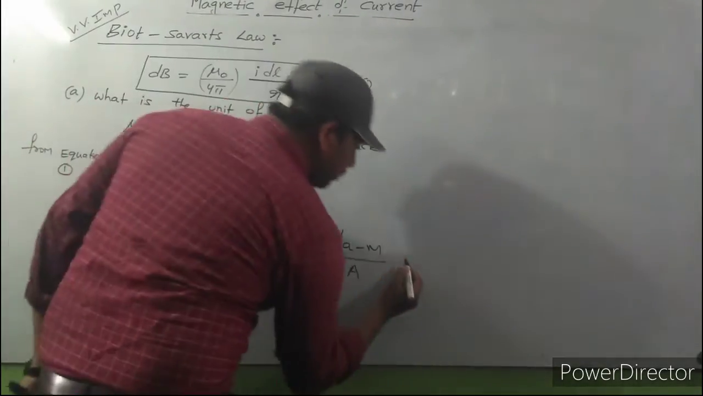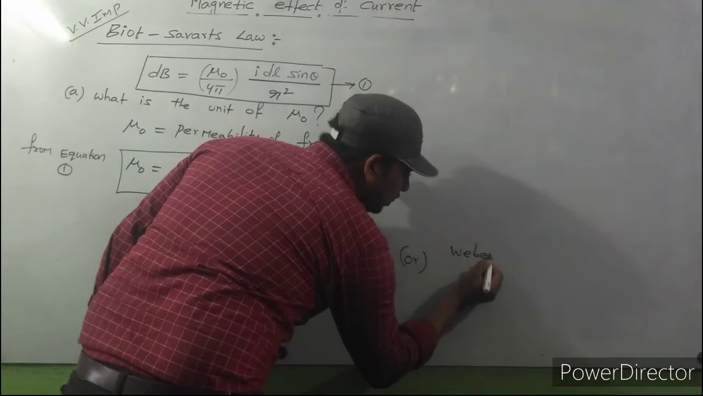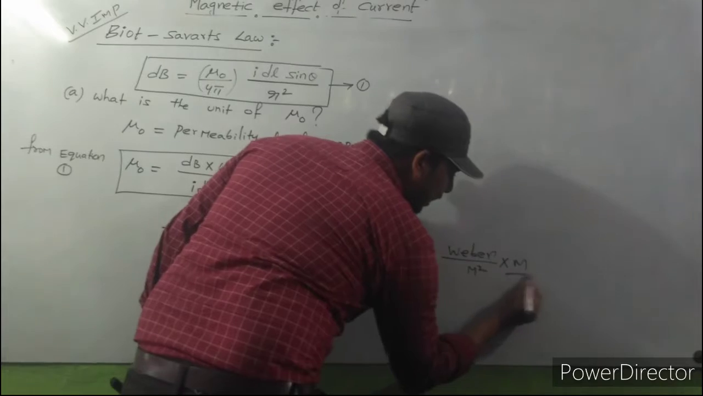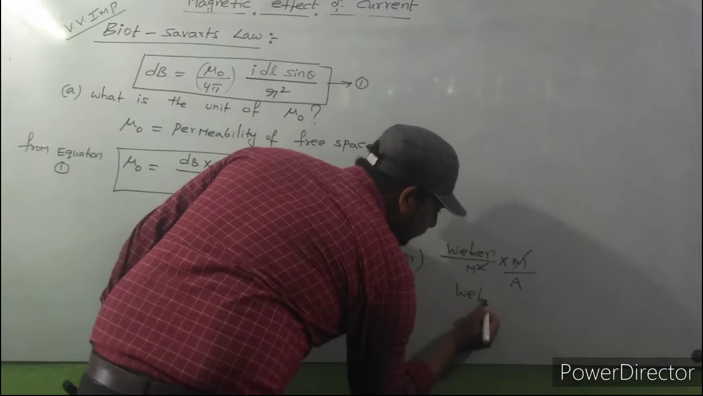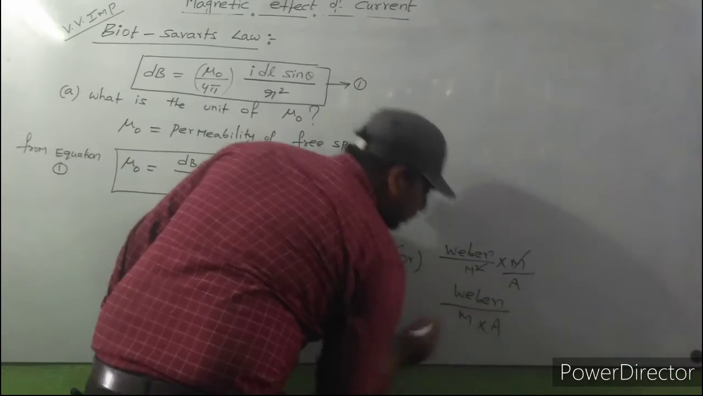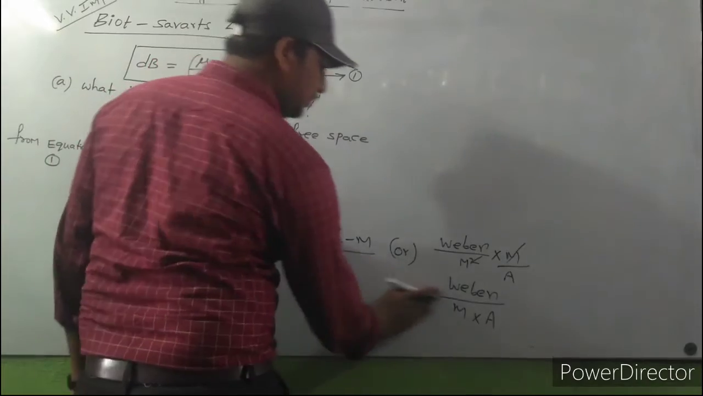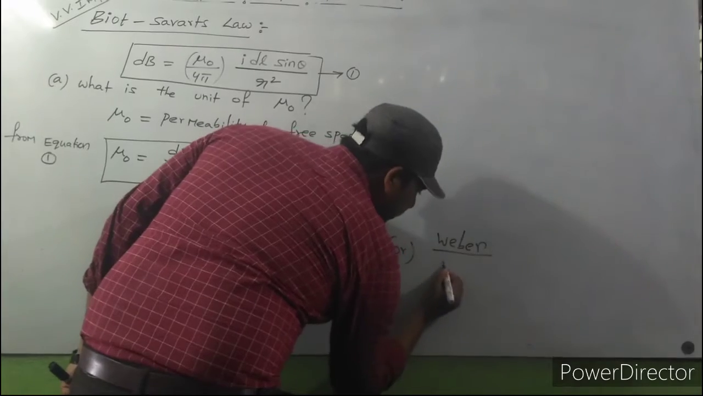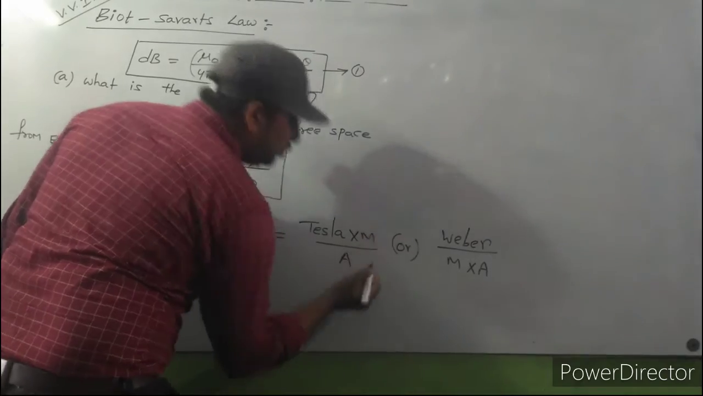We can write Tesla as Weber per meter square, into meter by ampere. That means the square meter cancels. We will write Weber per meter into ampere. So we can write Weber per meter ampere, or Tesla meter per ampere.